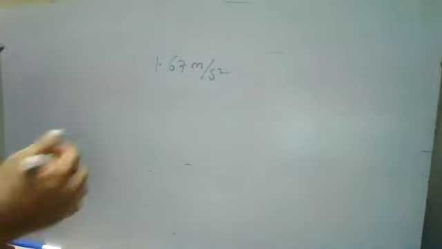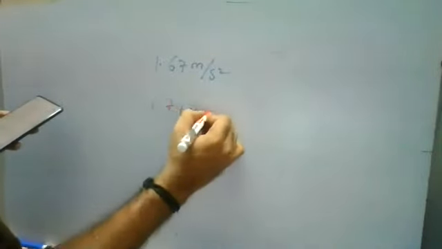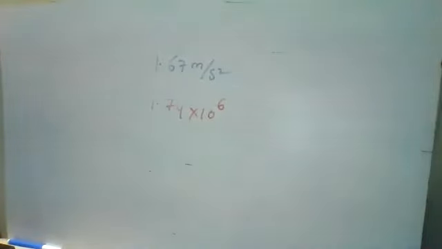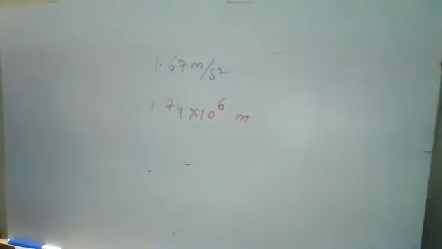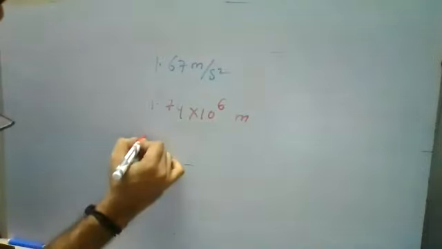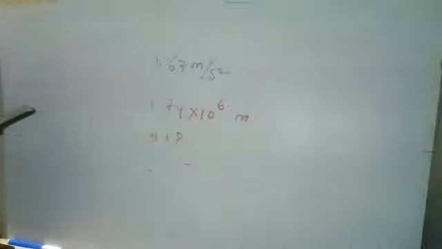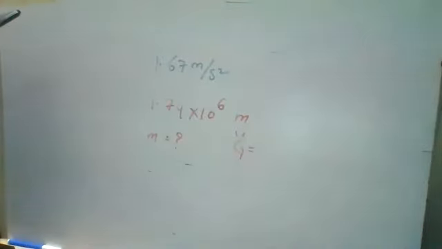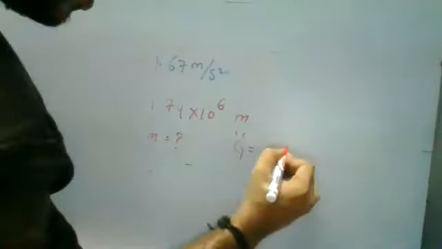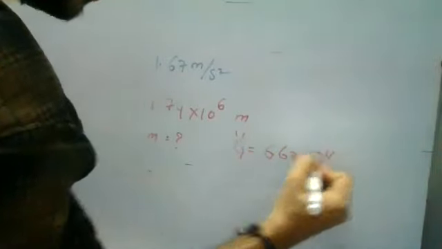If the radius of the moon is 1.74 into 10 power 6 meters, calculate the mass of the moon. We have to find the mass of the moon using the capital G known value. Capital G value is 6.67 into 10 power minus 11.